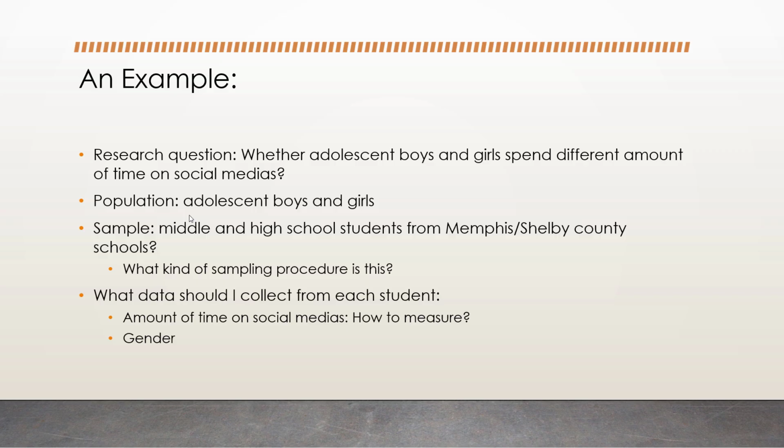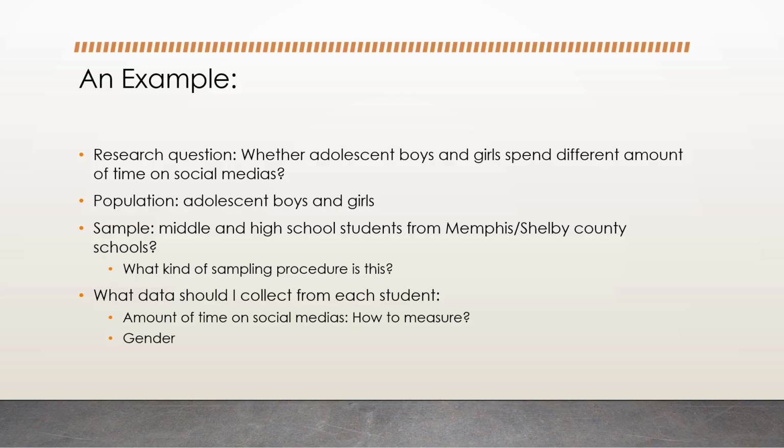What do I do then? I must get data from a subset of the population. For example, I may ask the superintendent to distribute a survey to middle and high school students in Memphis City schools to collect voluntary information about their social media use. Even if this were possible, I would still only have a small group of adolescents from the entire population.